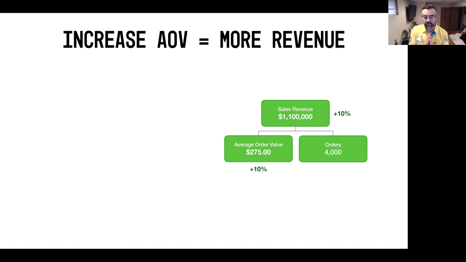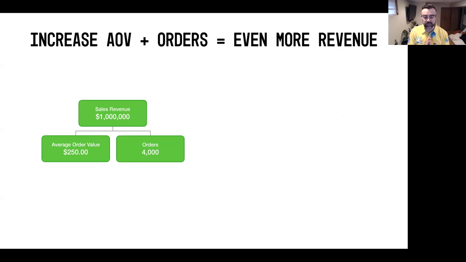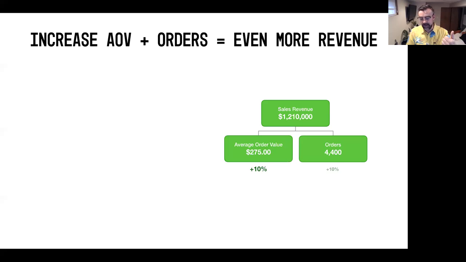Now, conventional wisdom would say, well, what if we just took 10% on both of those equations? What's that going to yield for us? If we increase average order value and our orders both by 10%, so take the 250, add 10% to get 275, take the 4,000 orders, add 10% and get 4,400. It's actually a compounding factor where you get a 21% lift in your overall sales revenue. As you can see from this example, the math's pretty simple, but the power of it is the compounding factor. If you increase not just your top line sales of 4,000 orders, but also your average order value to 275, you're going to get that compounding factor on your overall sales revenue at the top line.